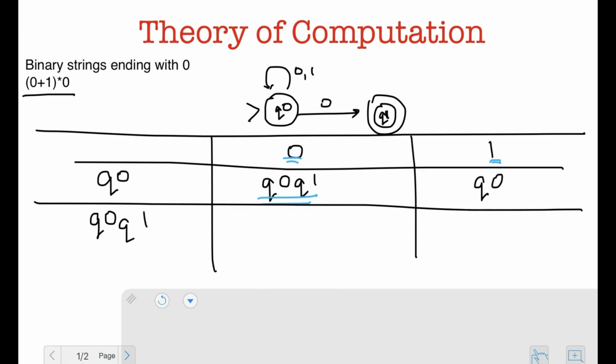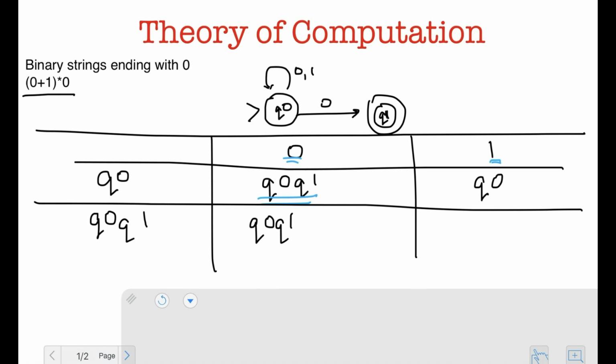And where does Q0, Q1 go on a 0? So the way I evaluate this is by looking at where does Q0 go on 0. So Q0 goes to Q0 itself and it goes to Q1. So I write Q0, Q1 here. And where does Q1 go on a 0? It goes nowhere. So I don't write anything after Q0, Q1 right here. I just leave it blank. So the state that Q0, Q1 goes to on a 0 is Q0, Q1 itself.